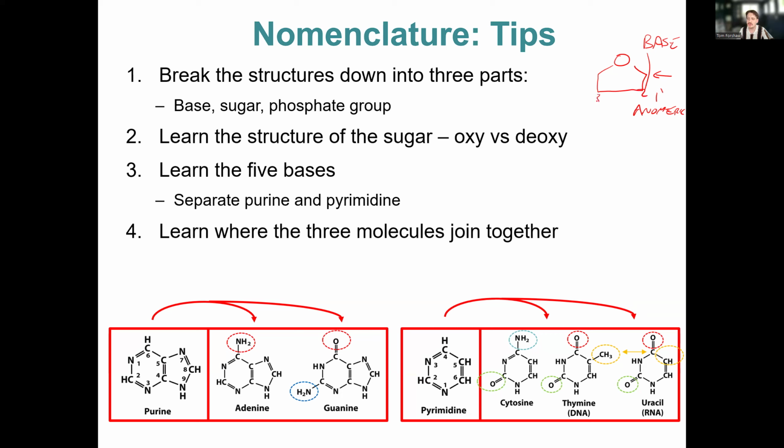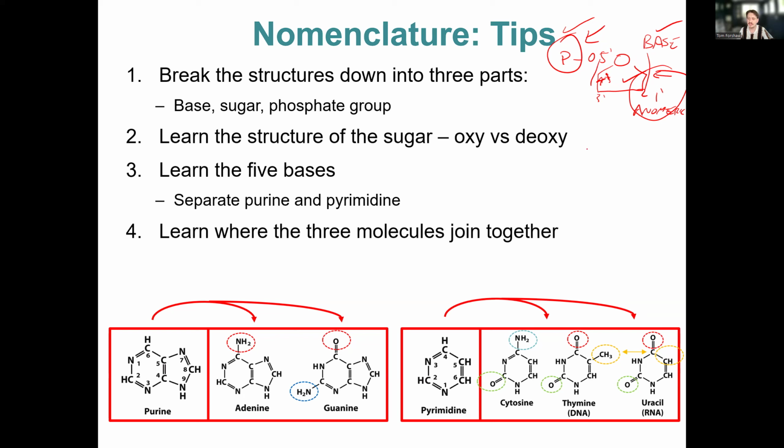Then if we go around 2', 3', 4', 5', at the 5' position, that's where the phosphate is going to add on, and this is by the phosphoester bond. So breaking down to the 3 bits: the base, the sugar, the phosphate. The base is attached to the sugar, at the anomeric carbon, by an N-glycosidic bond. The phosphate is attached to the sugar at the 5' position by a phosphoester bond.